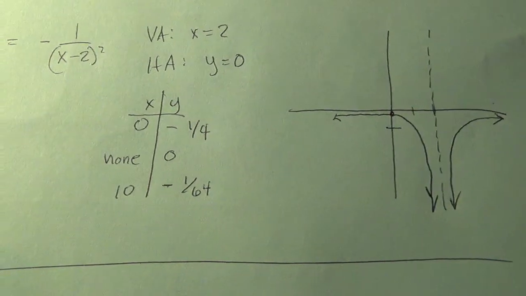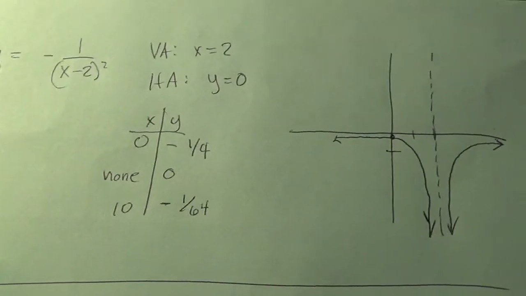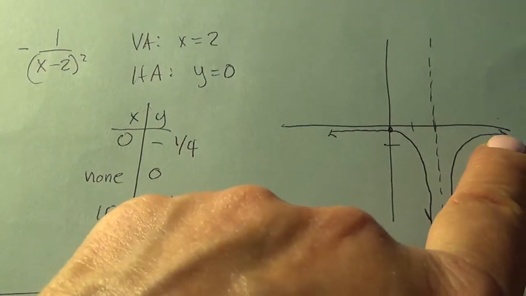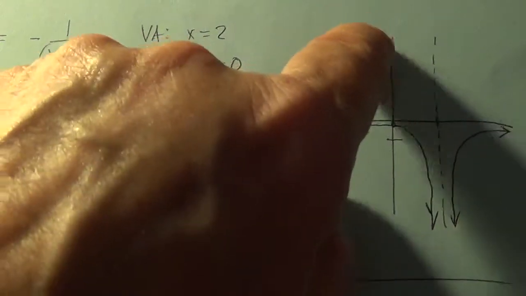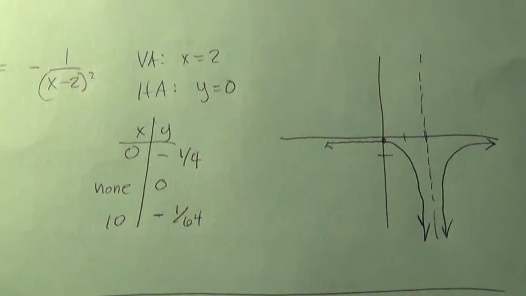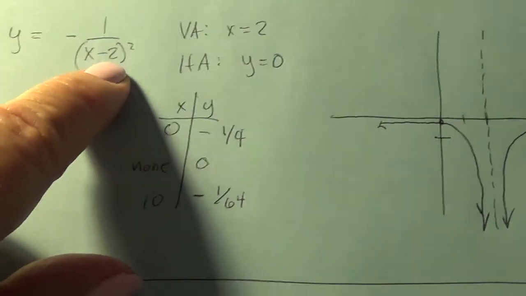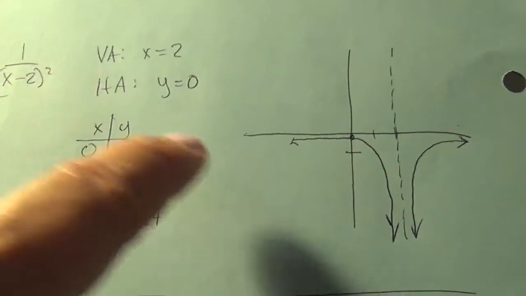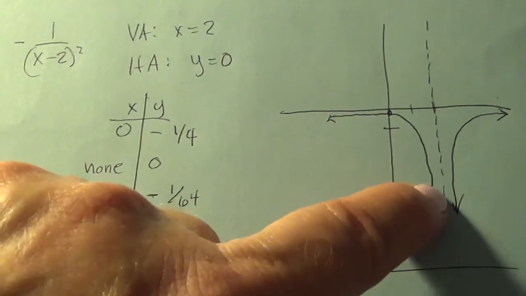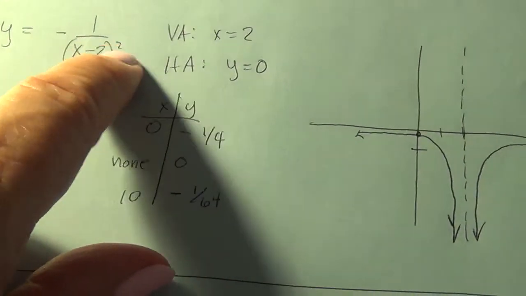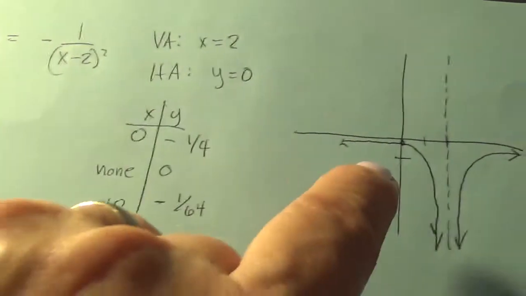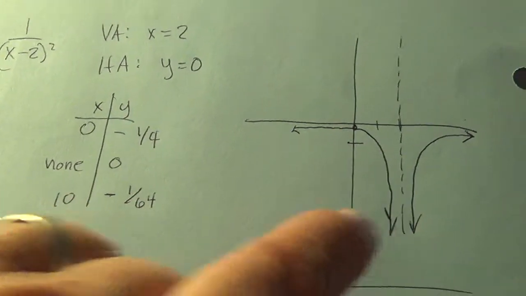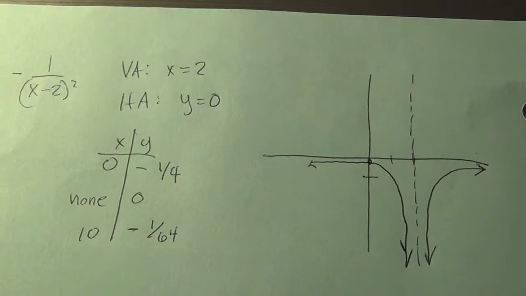And my starting point is negative 1/64. So I come from a very small negative number and down. The reason I don't play the jump the asymptote game is because we have a squared factor. Because that's squared, it's going to keep the same sign. This one started negative, it's going to stay negative. It creates a volcano upside down.